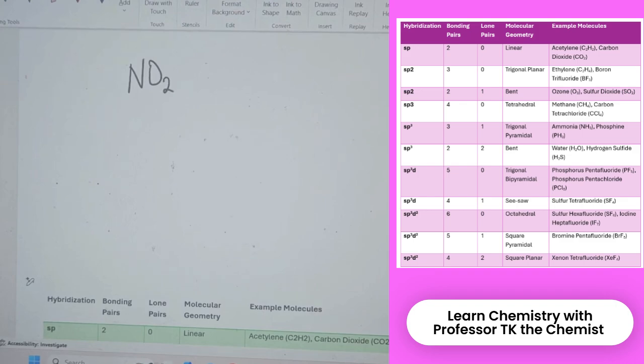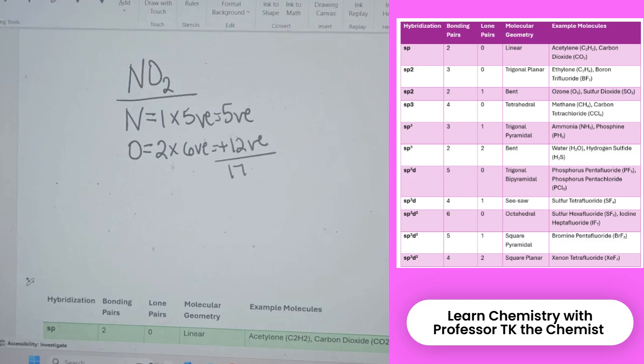So we have NO2. Check it out. Nitrogen, oxygen. We're doing the math. Y'all know how we do this. We have one nitrogen times 5 valence electrons, because nitrogen is in group 15, which means you have 5. We have 2 oxygens, and each of them is going to contribute 6 valence electrons. So 2 times 6 is 12. Here is the problem. Houston, we have a problem.